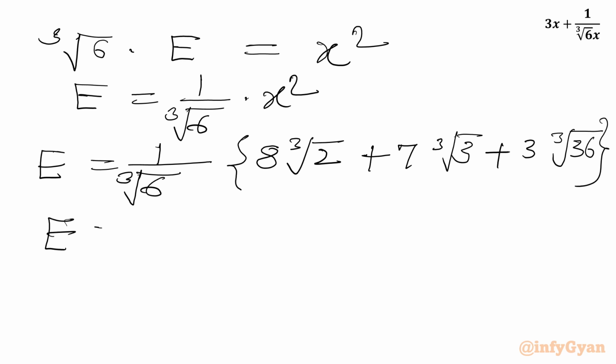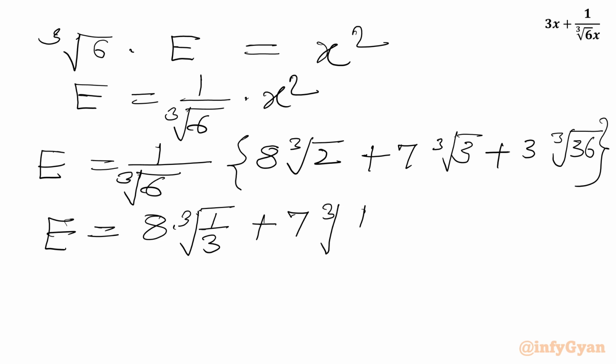So our answer, which we can write, is 8 times cube root 2 over cube root 6, so we can write cube root of 1 over 3, plus 7 times cube root 3 over cube root 6, so we can write cube root of 1 over 2, plus 3 times cube root 36 over cube root 6, we can write cube root of 6. So this is our final answer.